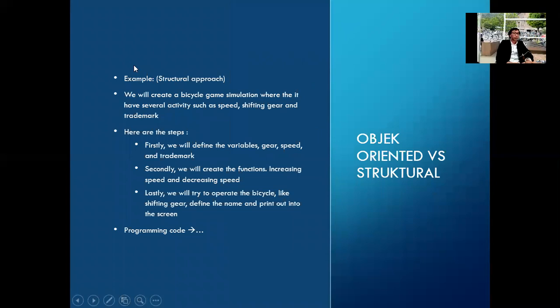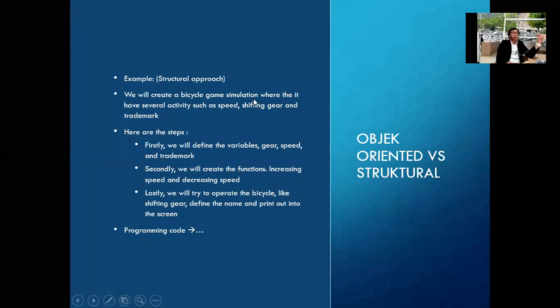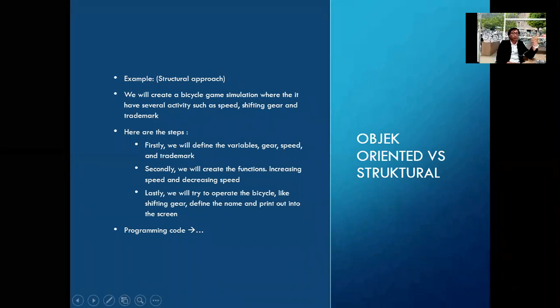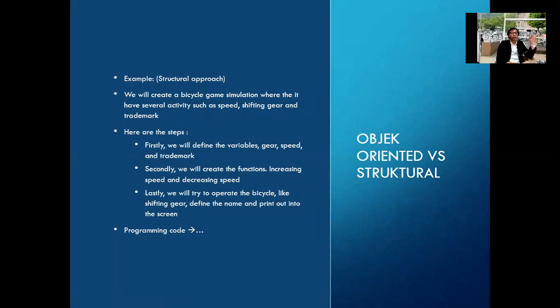For example, in the structural approach, let's say we want to create a bicycle game simulation, where the simulation has several activities such as the speed of the bicycle, shifting gear, and the trademark itself. The steps will be like this: firstly, you define the variables of the gear, speed, and trademark. Secondly, you create functions to increase or decrease the speed. After that, you operate the bicycle game simulation, like how to shift the gear, how to define the trademark name of the bicycle, and so on.